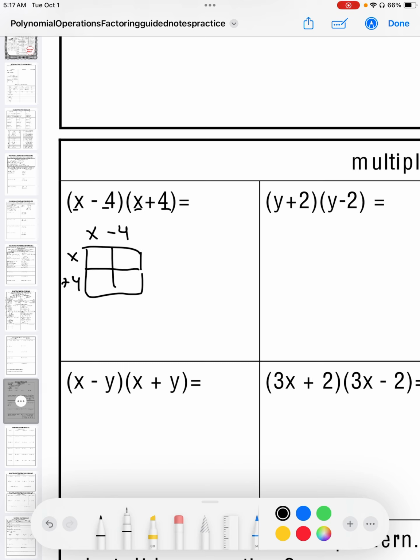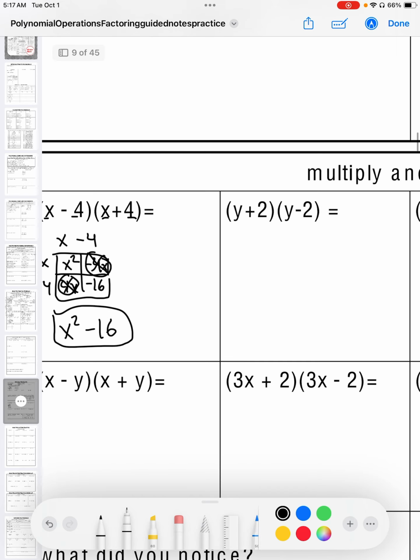To fill in the box, x times x is x squared. Negative 4 times x is negative 4x. X times 4 is 4x, and 4 times negative 4 is negative 16. Here are our like terms. 4x and negative 4x are going to cancel out. So we're left with x squared minus 16.